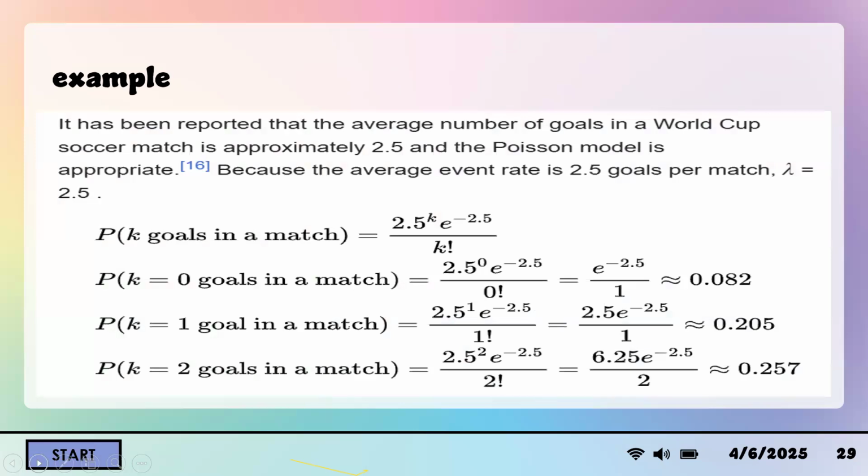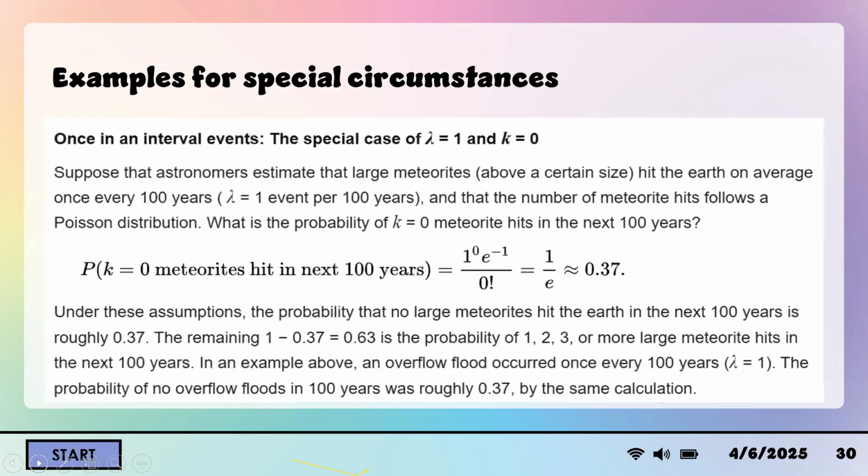To quote an example, it has been reported that the average number of goals in a World Cup soccer match is approximately 2.5, and the Poisson model is appropriate because the average event rate is 2.5 goals per match. Lambda would be equal to 2.5. So P of k goals in a match is 2.5 to the power k, e to the power minus 2.5, divided by k factorial. So this is how we are going to calculate the Poisson distribution for that very match.